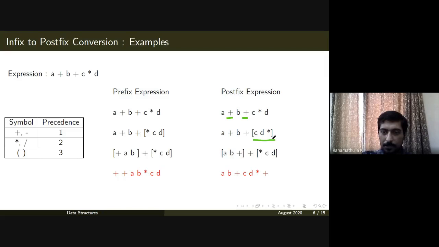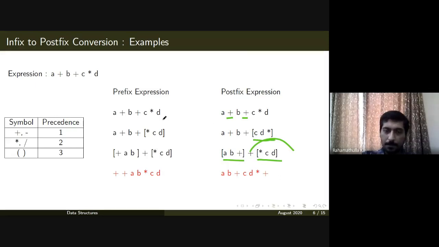So C D star converted into square brackets, A B plus converted into square brackets. So this is already in the postfix form. This is also in the postfix form. Now you know that this is your one entry, this is the second entry, and this should go this side. So AB plus CD star and plus, that is your postfix expression.